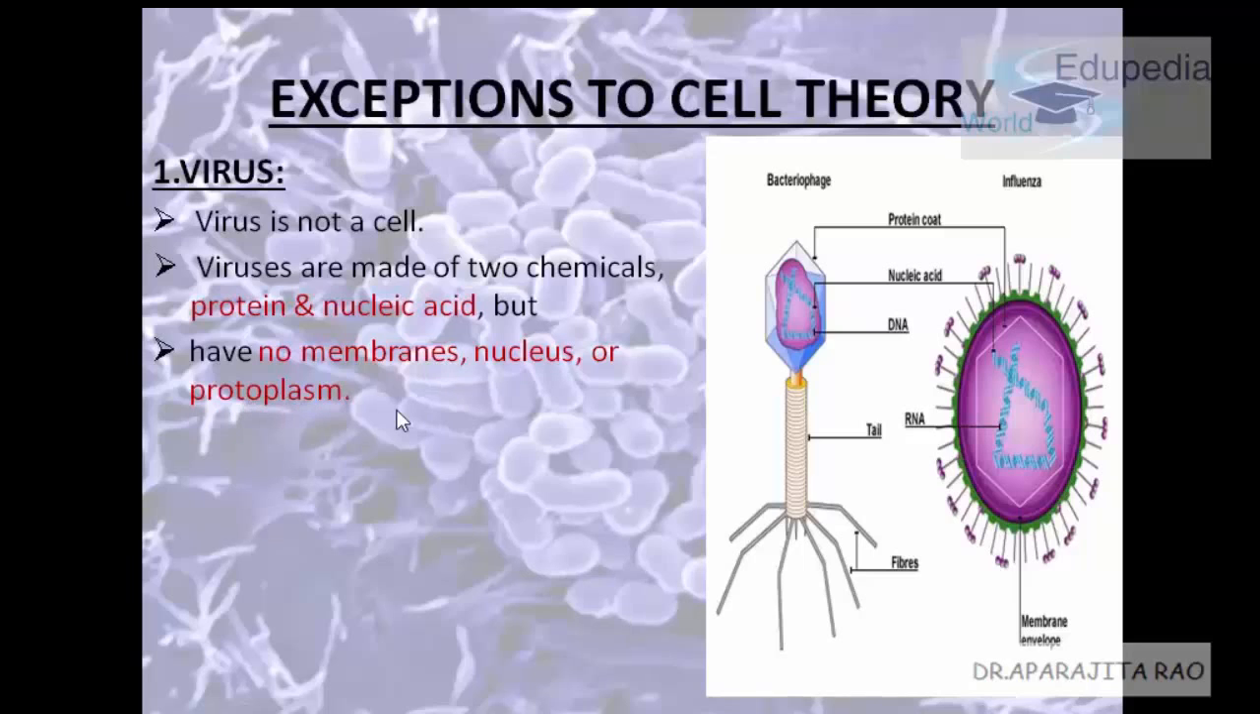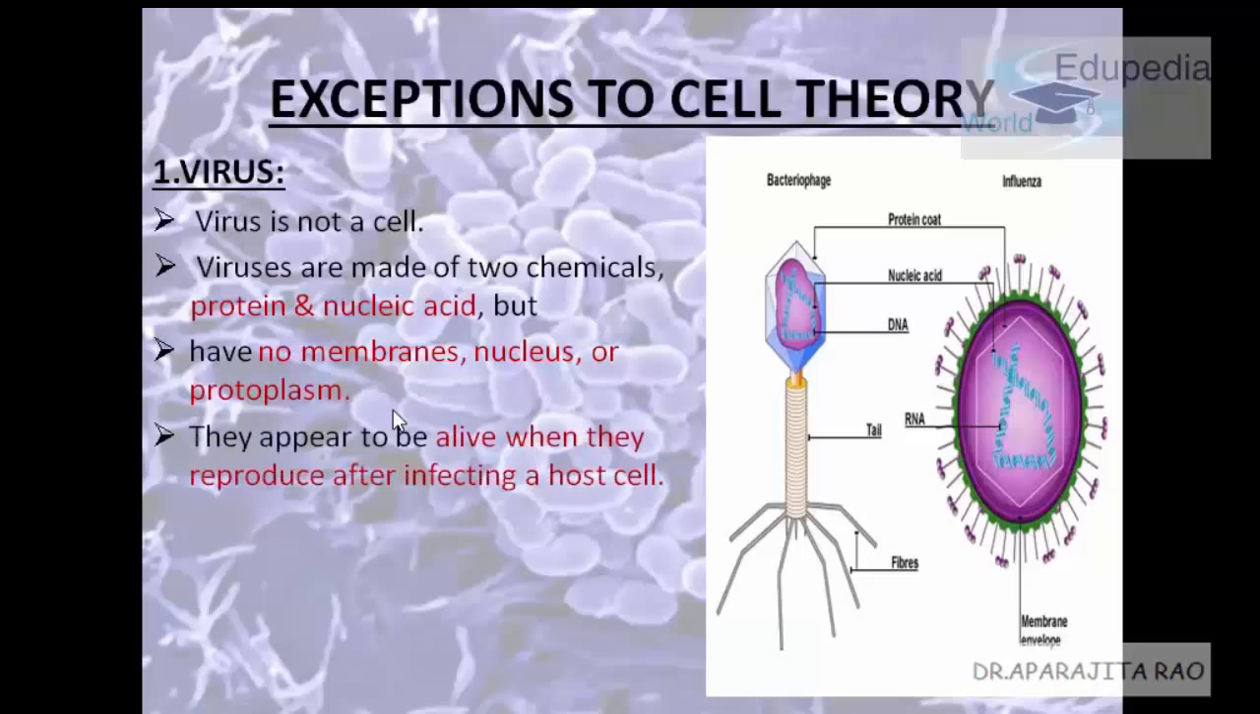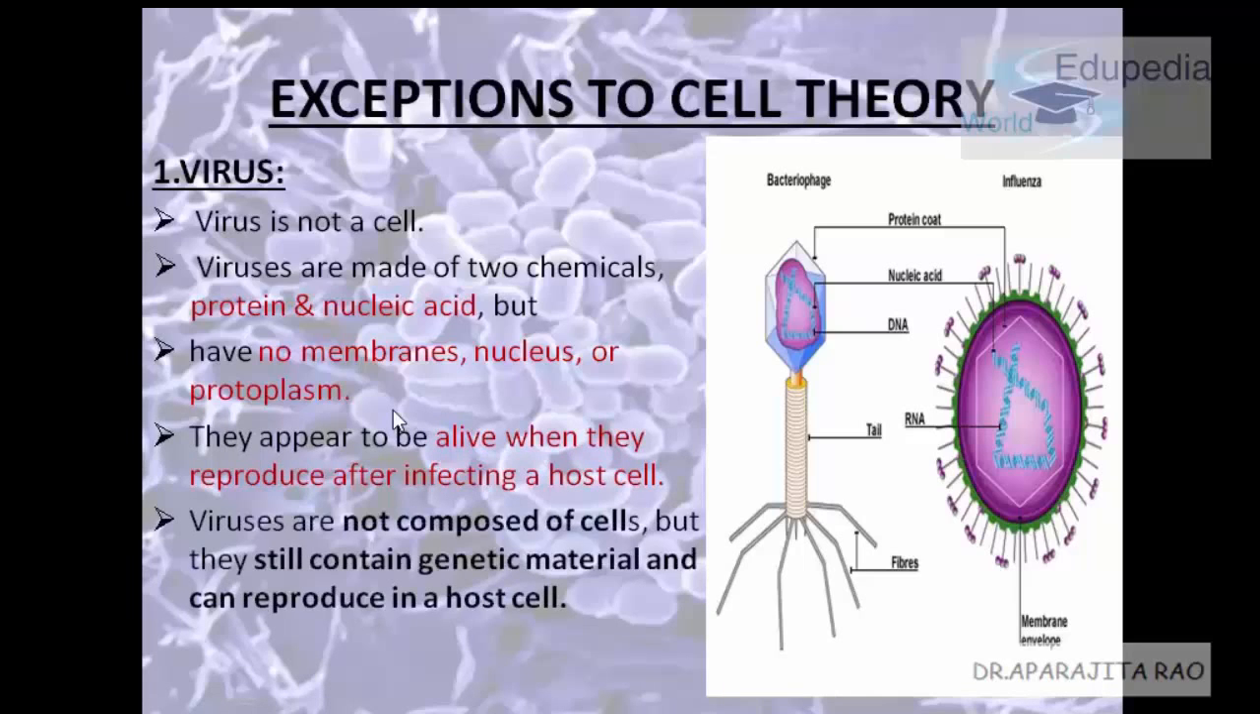Virus has a very interesting thing. When it is outside in the world, it is dead. And as soon as it enters the host's body, that is the organism, all of a sudden it is miraculously alive and it starts to reproduce, which a thing can only do when it is alive. So now they got confused. It is not composed of cells, but it is still alive and it is still reproducing. How does it still have a genetic material?